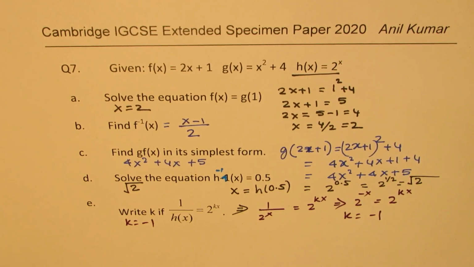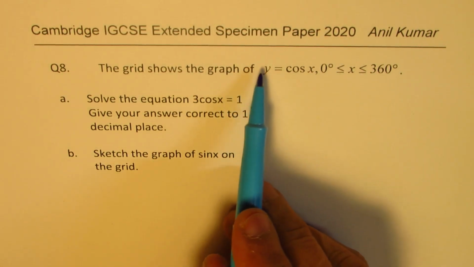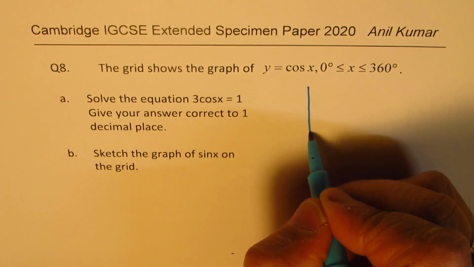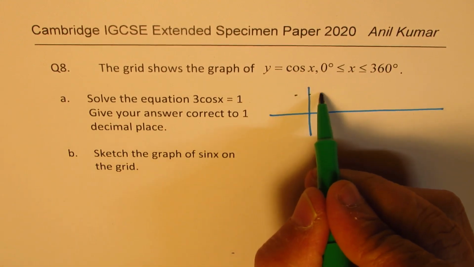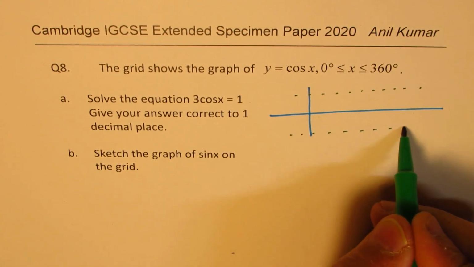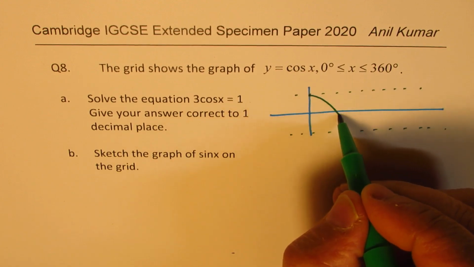Now let's take question number 8. Question number 8. The grid shows the graph of y equals cos x from 0 to 360 degrees. So let me just sketch it here. I'll make a rough sketch. So cos x is a function which is always between plus and minus 1, correct? And we need to sketch it from 0 degrees to 360 degrees. So it is kind of like this.